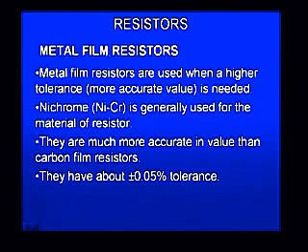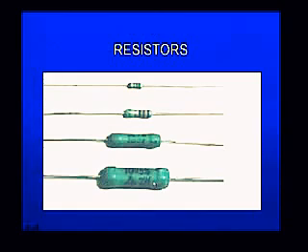Then there are other types of resistor, for example metal film resistors, which are very, very useful. Metal film resistors are used when you require much closer tolerance. They are much more accurate in value, and usually nichrome, which is an alloy of nickel and chromium, is used for the material of the resistors. They are much more accurate than the carbon film resistors. They have about plus or minus 0.05% tolerance.